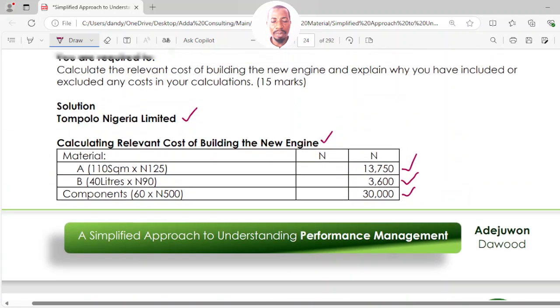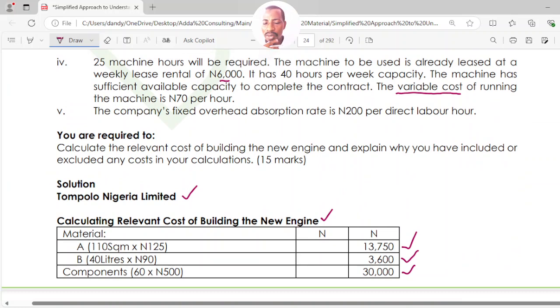Then the final bullet point, we are told that the company's fixed overhead absorption rate is 200 naira per direct labor hour. Any overhead assumption is irrelevant. It's not a future cash flow, just ignore it. It's a form of historical cost. Ignore it, you are apportioning it.